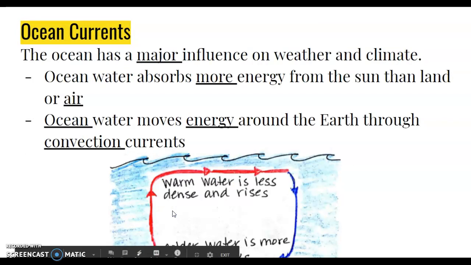Ocean has a major influence on weather and climate. Water is able to store a lot of energy, and that ocean water absorbs more energy from the sun than the land or the air, thanks to the high specific heat of water. Then that ocean, which is 75% of our surface, moves that energy around Earth through convection currents happening within the water. And we will learn a little bit later about some specific currents in the ocean that are known to affect weather in different areas.